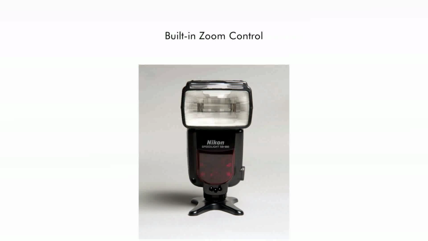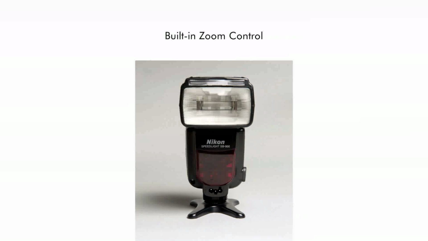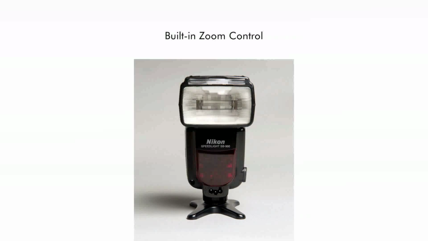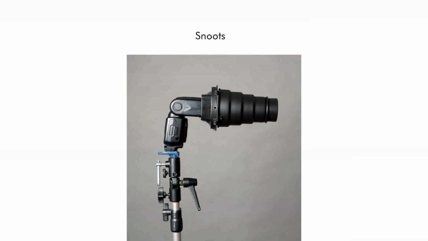The built-in zoom function of a speedlight is really for matching the spread of light to the angle of view of your lens. But you can create a spotlight effect by choosing a focal length on your speedlight that's longer than the focal length of the lens. A snoot is a tube that attaches to the front of the flash and restricts the spread of light. The longer the snoot, the more restricted the spread of light will be. This is a snoot made by Honl. Here's an image taken with the Honl snoot.